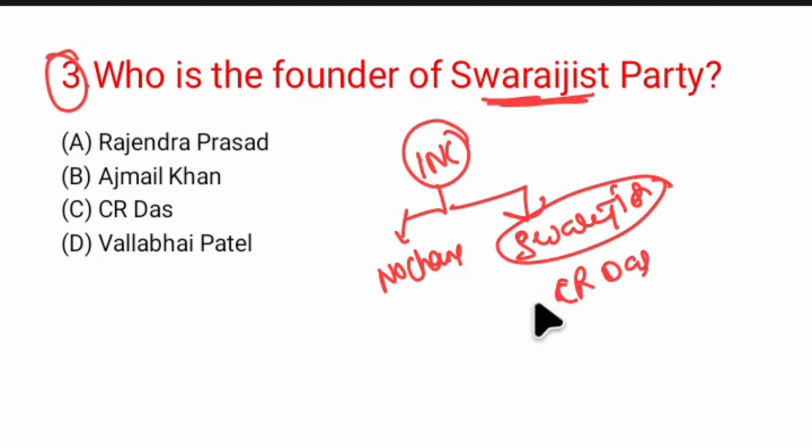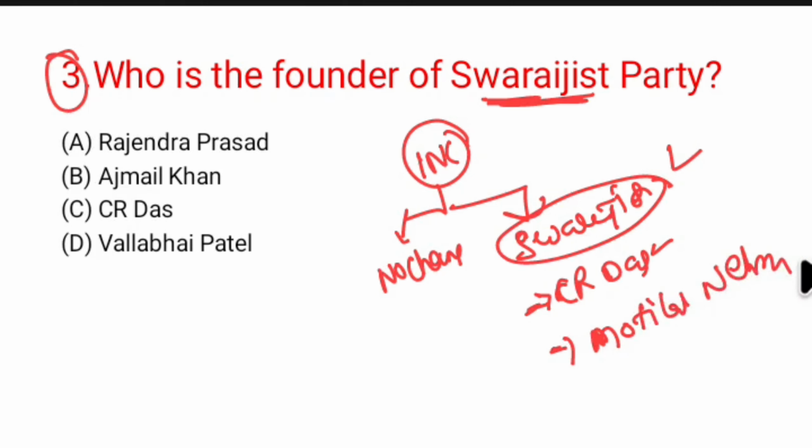The Swarajist party was founded by C.R. Das, and the secretary of this Swarajist party was Motilal Nehru. Motilal Nehru is the father of Jawaharlal Nehru. So the Swarajist party was founded by C.R. Das. Therefore option C is the correct option for question number 3.